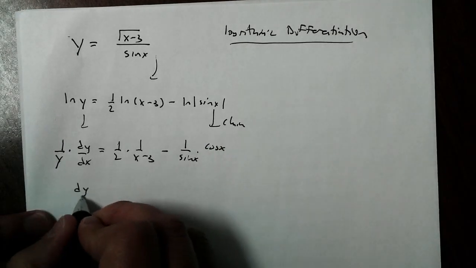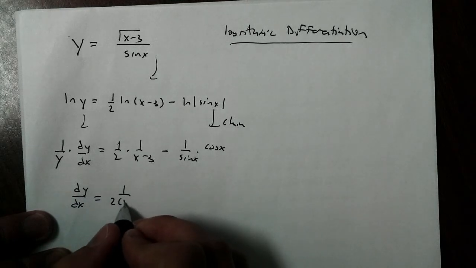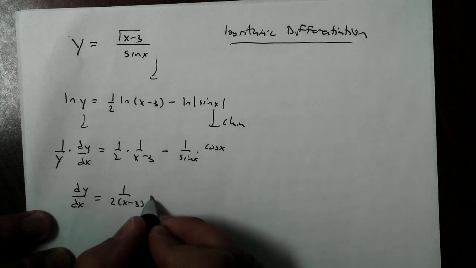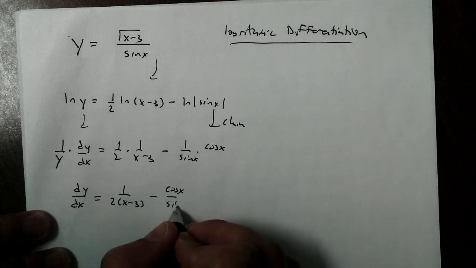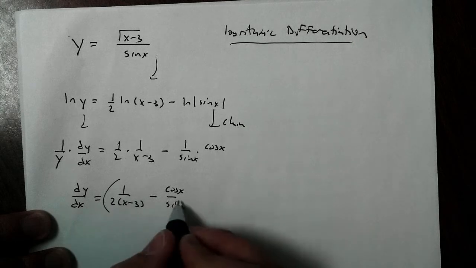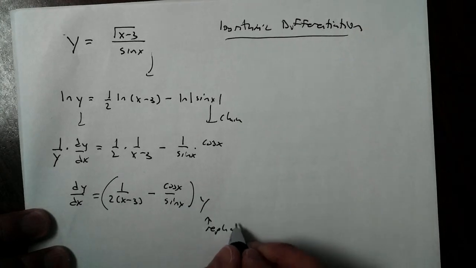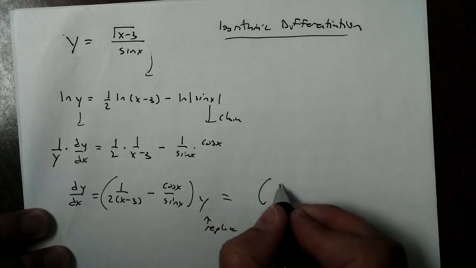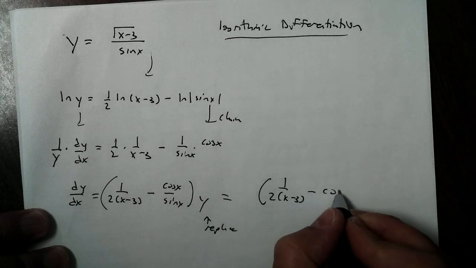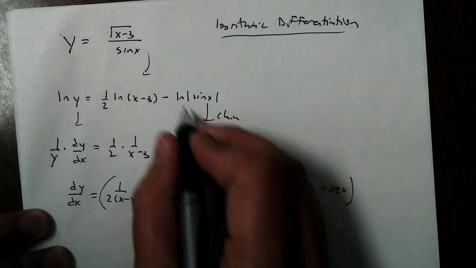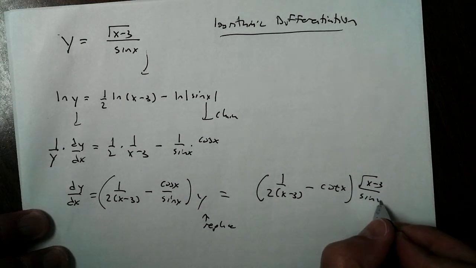And therefore, I can now say dy/dx equals 1 over 2 times x minus 3 minus cosine of x over sine of x. Don't know what that is. But then I got to multiply that by y. And if I replace my y, I would get 1 over 2 x minus 3 minus, I'm just kidding, that was cotangent of x. And what is y equal to? The square root of x minus 3 over sine of x.